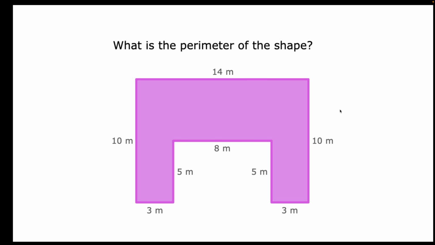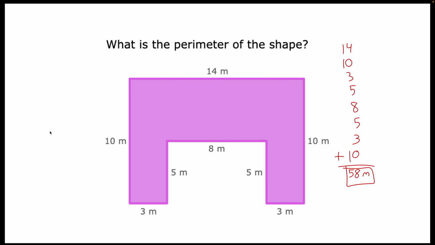Now, even when the shapes get weird, perimeter is still the same definition, right? So we're still just going to add up all these numbers. Just be careful that you don't skip any. And once you've added up all the numbers, you should get 58 meters.